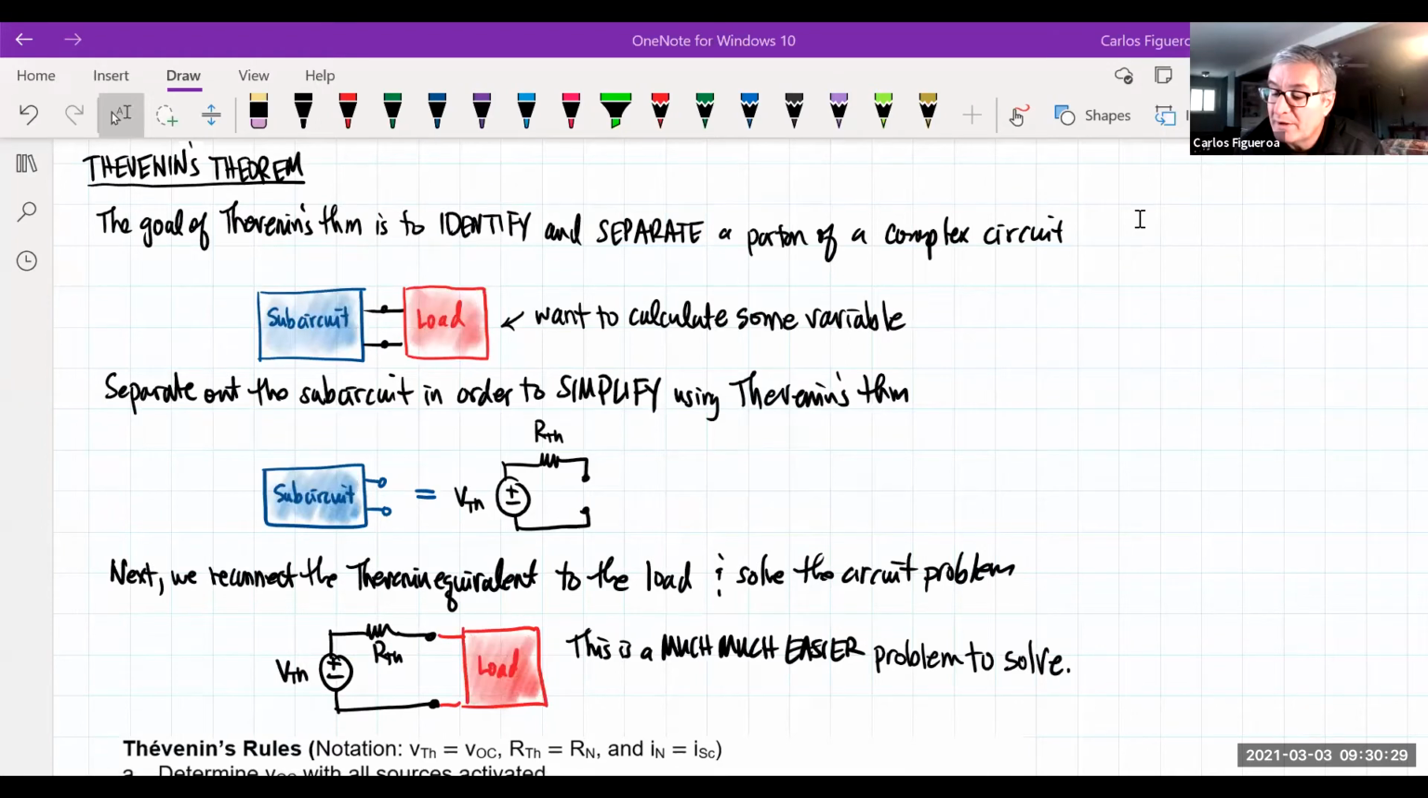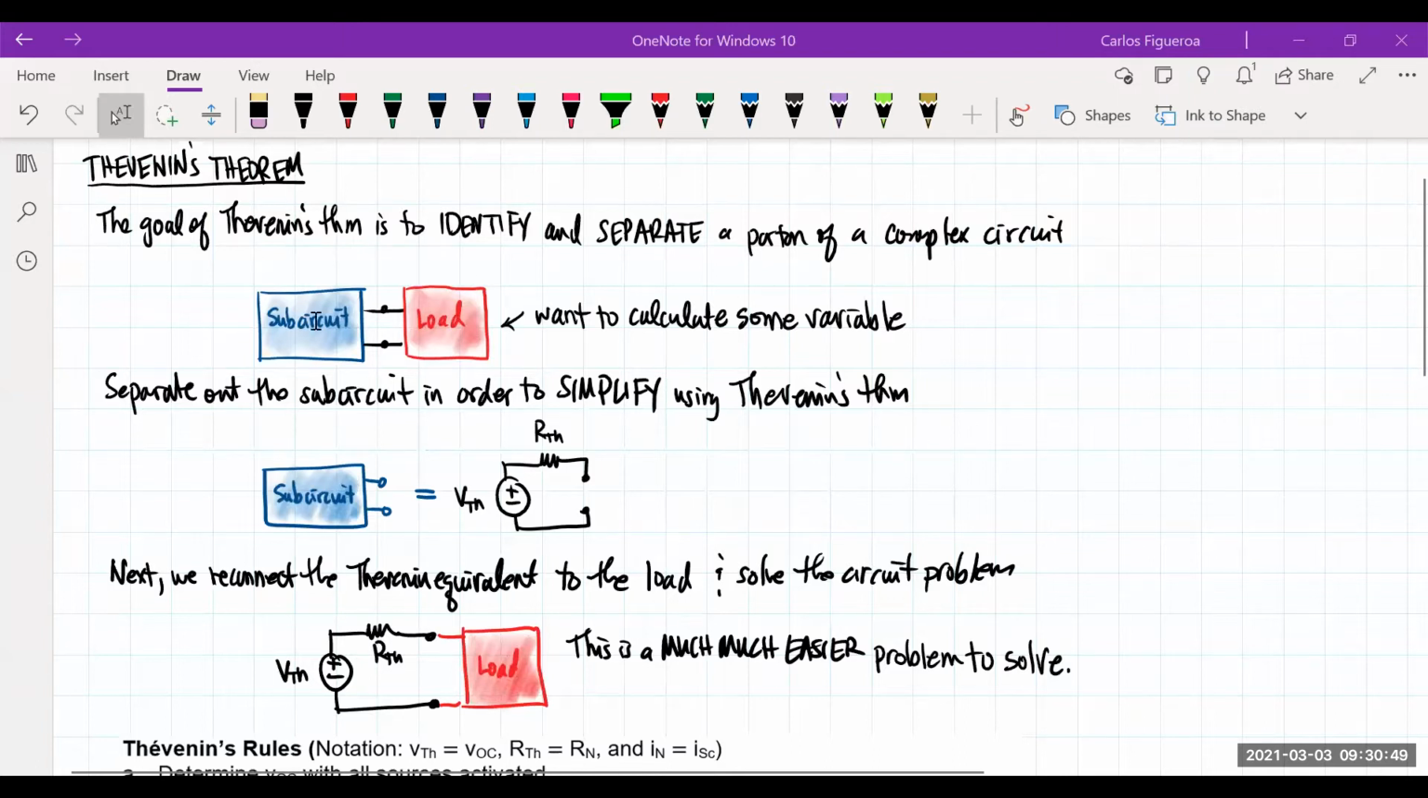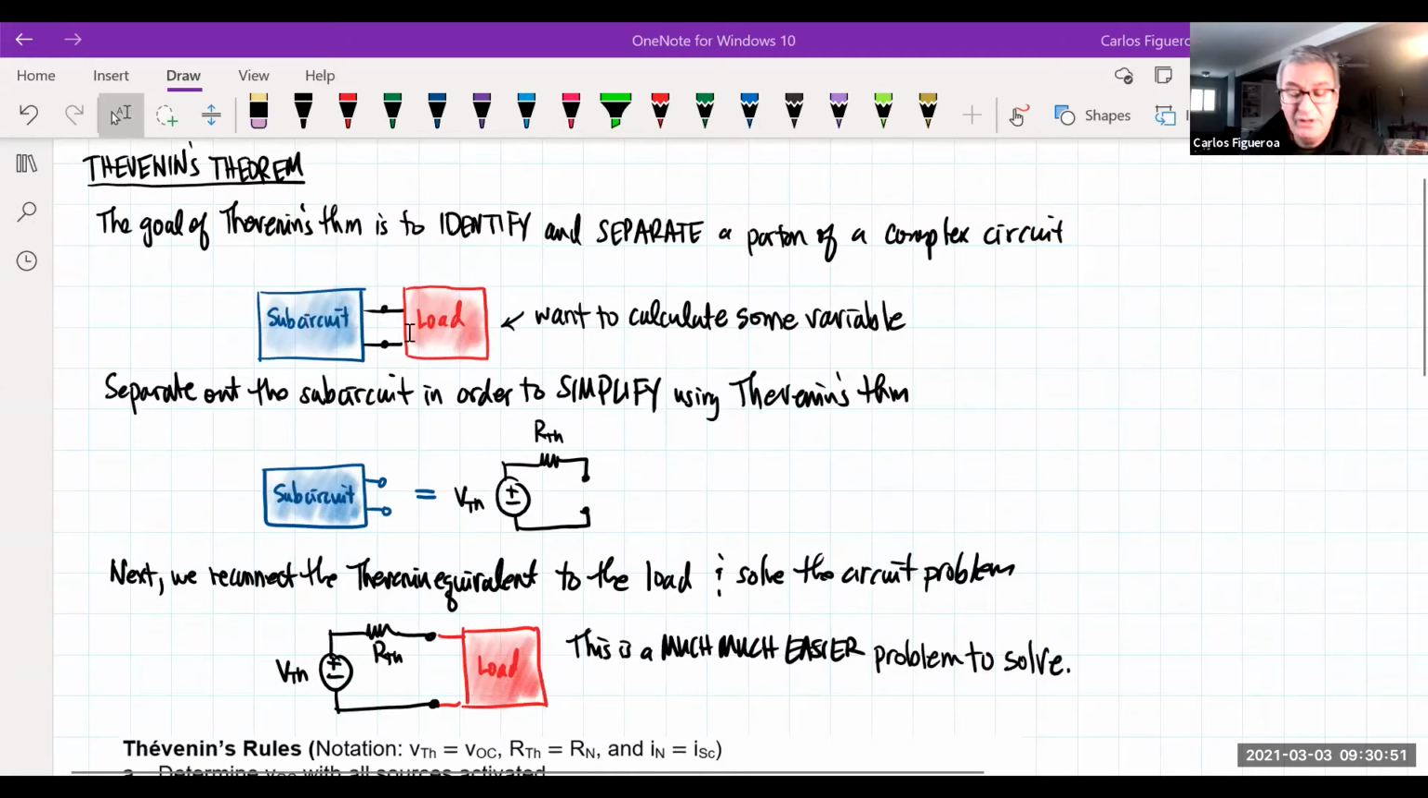So what we want to do here is that here's the conceptual picture. It's an easy picture. It's hard to implement, but it's an easy picture. The goal of Thevenin's theorem is to identify and separate a portion of a complex circuit. That means you identify a subcircuit, you identify a load, and you want to calculate something about the load. But the subcircuit is complicated.